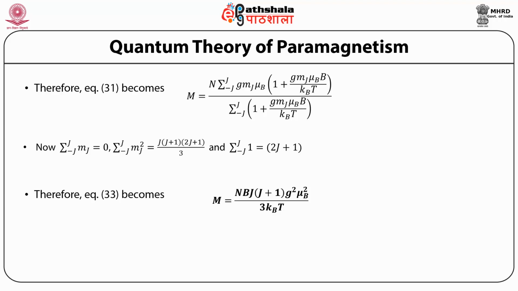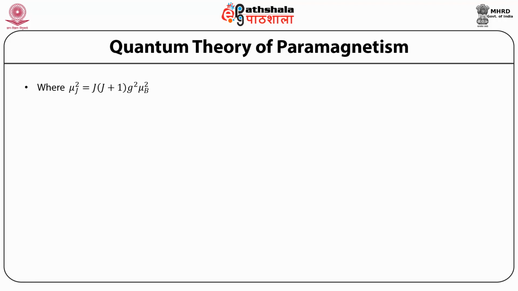So the susceptibility of the paramagnetic comes out to be χ = μ0 M / B, which is further, if we put the value of M, μ0 N J(J+1) g² μB² / 3 kB T, which comes out to be μ0 N μJ² / 3 kB T, where μJ² is J(J+1) g² μB².